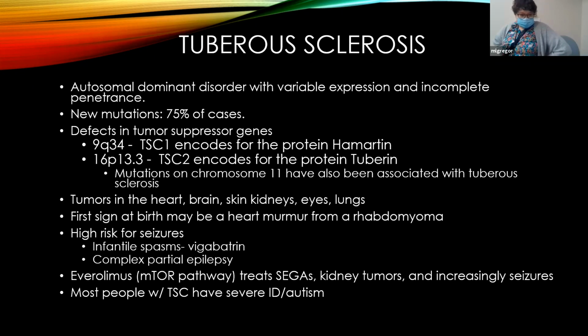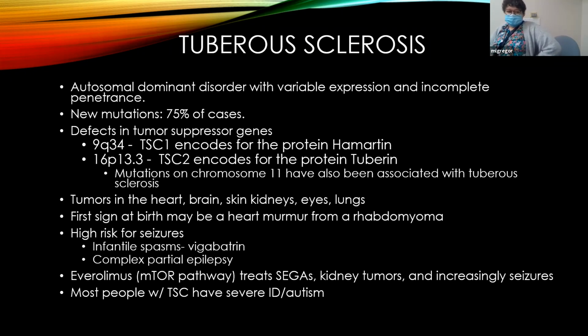Most kids who have tuberous sclerosis have seizures. They're at high risk for infantile spasms. This is the one case where, other than treating with ACTH or prednisone, we may go to something else first. That would be vigabatrin. They are also at risk for complex partial epilepsy because of all those tubers causing problems.